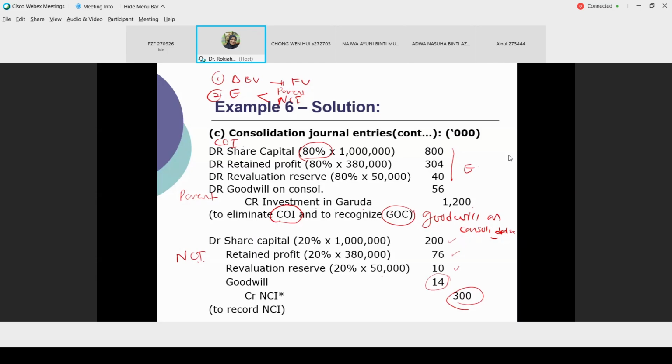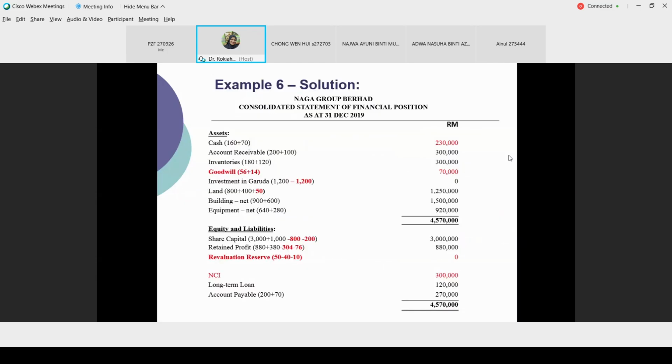So the next one, we're going to prepare the consolidated financial statements. Look at the titles here. We have Naga group. Okay, Naga group, parent, because only the parent is going to prepare a consolidated financial statement. So the parent in this case is Naga. When we prepare a consolidated financial statement, we're going to add together the parent financial statements plus the subsidiary financial statements. This means the Naga financial statements are going to be added together with the Garuda financial statements.